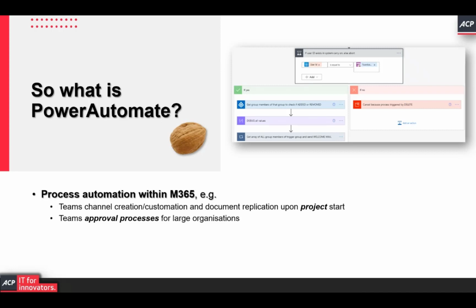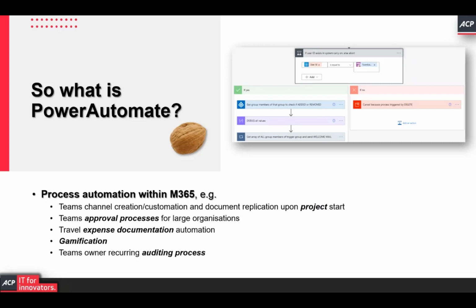So when you want to govern something regarding Teams, for instance. Or you can do something completely different. You can do, for instance, a travel expense documentation automation, which is a totally different topic. But you can also do something completely different, which is, for instance, gamification. So training materials could be gamified with process automation with Power Automate. Or you can do things such as auditing processes for Teams owners. So you can see these are very different projects.